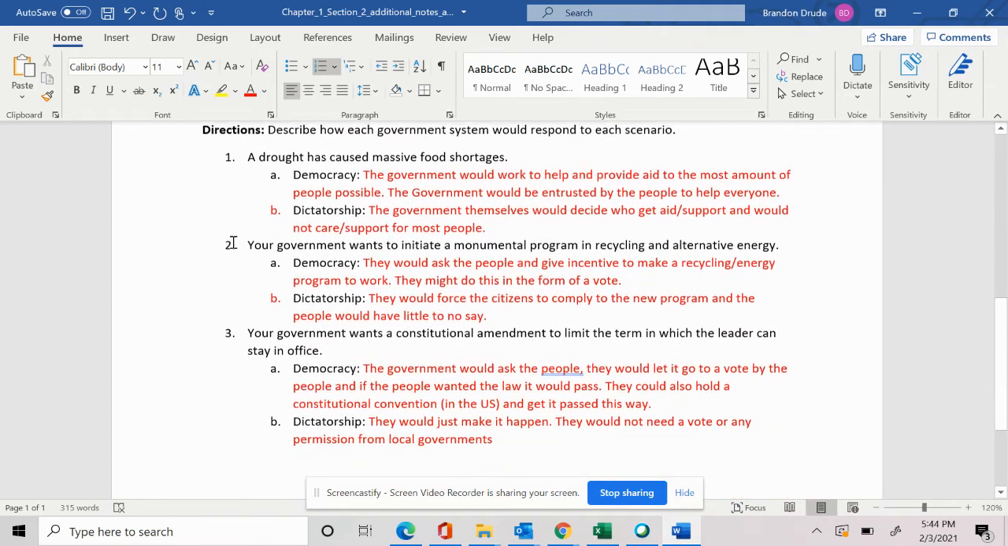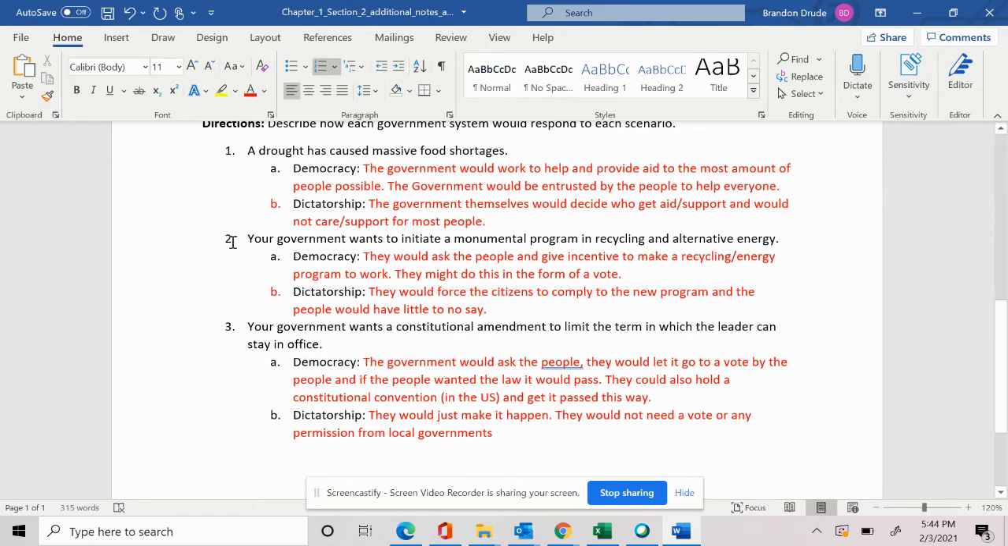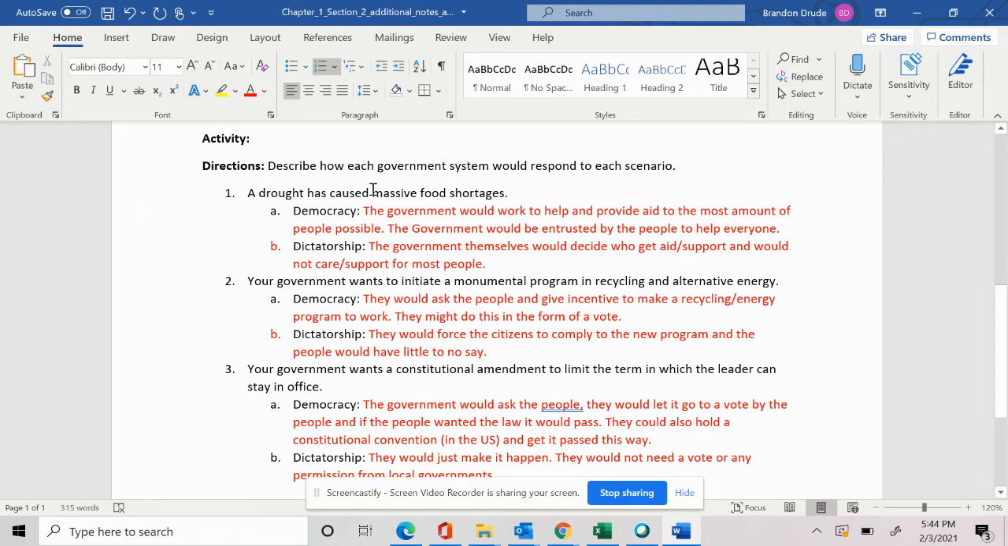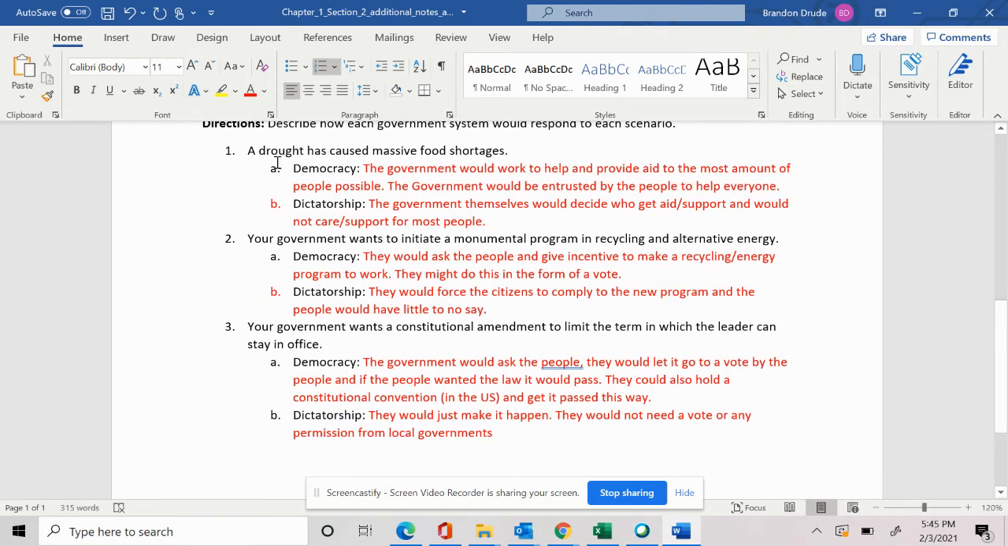Now, this next portion is for those that wanted additional help, and this part is trying to say, in these situations, what would each of these types of governments do? A democracy and a dictatorship. Now, what I have written here is one example. You could have something different, and as long as it's similar and has the same idea, it's perfectly fine.